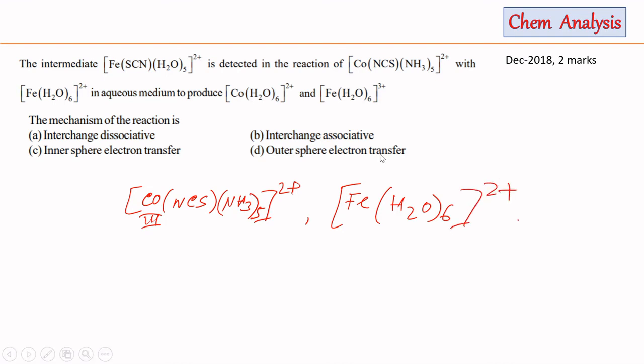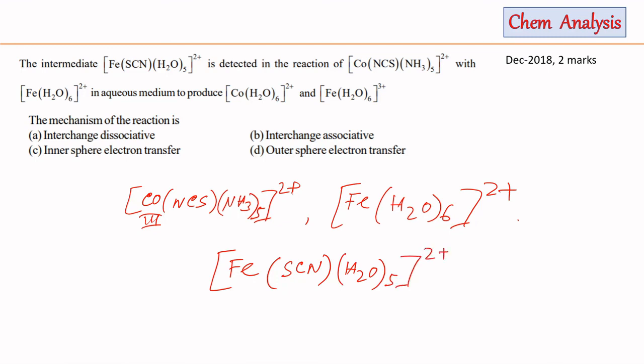Now since in the progress of the reaction there is a species that is identified or detected, [Fe(NCS)(H2O)5]2+. This is a species identified in the reaction, and the final product is [Co(H2O)6] and [Fe(H2O)6]. Since the reaction is starting from this cobalt NCS species, and in the product there is no NCS ligand, and in the reaction medium there is a formation of such an intermediate in which the iron species, in the starting there is no NCS ligand, but in the intermediate, that is during the progress of the reaction, there is a formation of the iron NCS species.